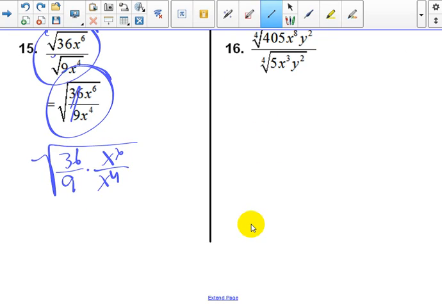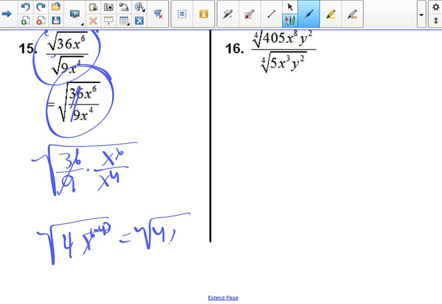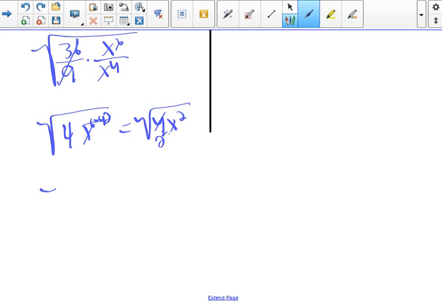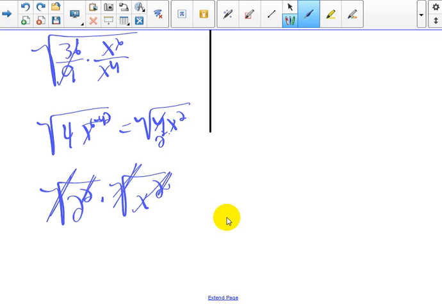And now 36 divided by 9 is 4. And that's going to be x to the 6th minus 4, which is x squared. So we have 4x squared. Well, 4 can be written as 2 squared. So we've got everything in factors of 2. So we've got 2 squared times square root of x squared, right? So you can take that out and that out. So we have 2x is our answer.